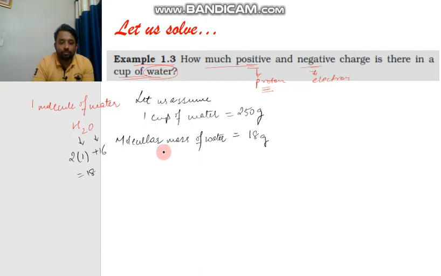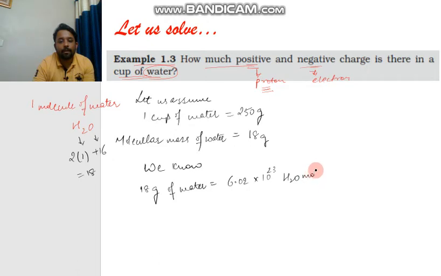So now we have to find the number of molecules present in 250 gram of water. So we know that 18 gram of water will contain 6.02 into 10 raised to power 23 H2O molecules.